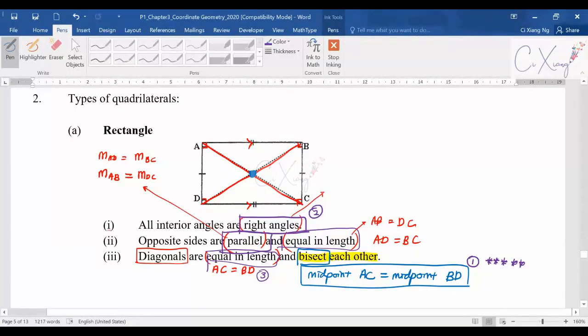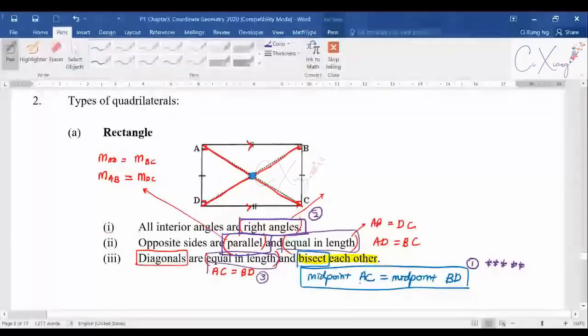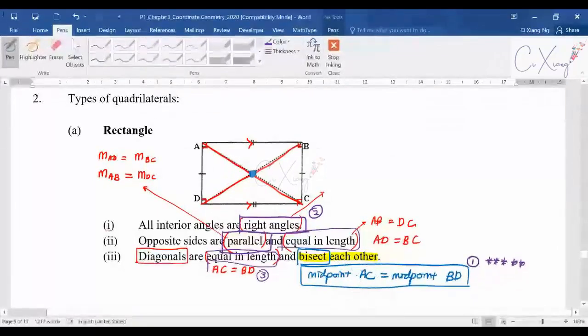So usually selecting the correct property to be applied in the question is important. Again, please put this as a first priority: diagonals bisect each other, which means the midpoint of AC equals the midpoint of BD. Put it in the first one. The second priority is the gradient. And the last one, only then you consider the formula of the distance or formula of length. Okay, so this is the rectangle.